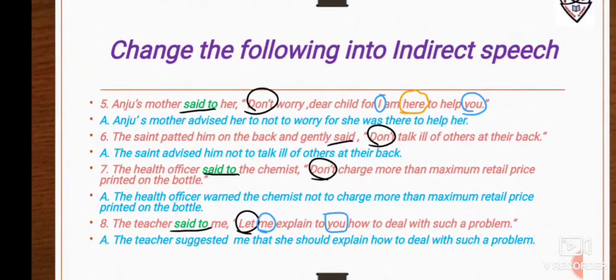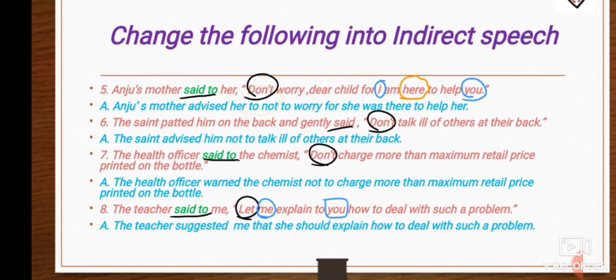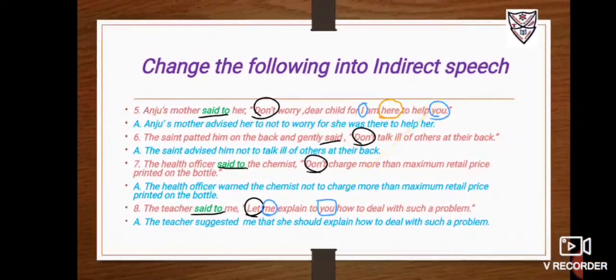Anju's mother said to her, "Don't worry dear child, for I am here to help you." Now when mother is saying to the daughter, she might be advising or suggesting. So first step is to go for the reporting verb, that is said to. Next step is to go for the reported verb. So reported verb is do not, and I have told you whenever an imperative sentence with do not comes, we have to use not to. Next verb is am. Simple present will change to was, simple past. Now we have dealt with the verbs. Now we'll go with the pronoun.